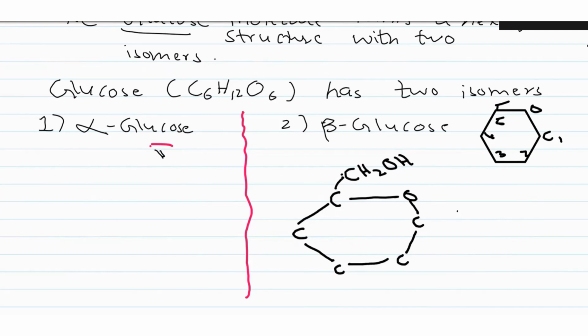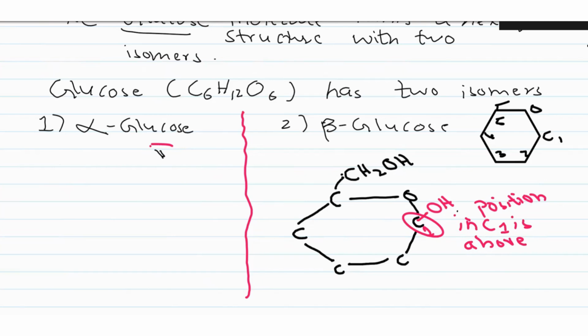All have H and OHs. H and OHs are attached to carbons. I haven't drawn them for simplicity. So every carbon has an H and OH attached to it. But the position of OH in carbon number 1 is always above. Position in carbon 1 is above.